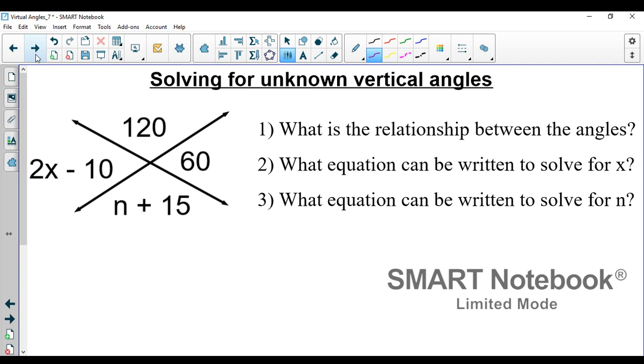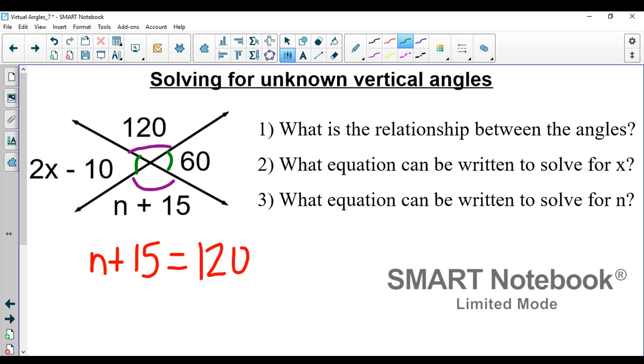They are equal. So now we're going to take a look at one where we have variables here. So we have two variables. We have n and we have x, and we can solve these in either order. So if we wanted to solve for n, what I recognize here is that these two angles are across from each other. They're opposite angles, and opposite angles are congruent or equal. So that angle n plus 15 is equal to the other angle, which is 120.